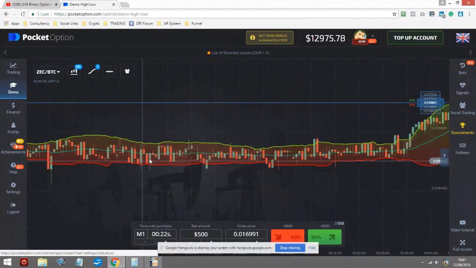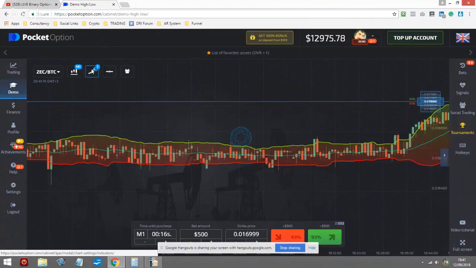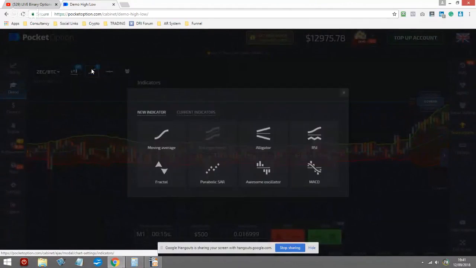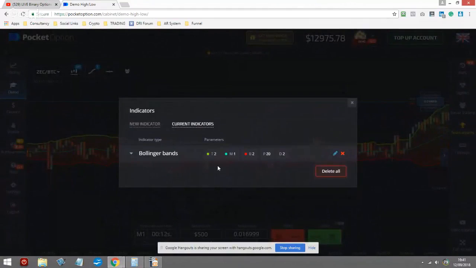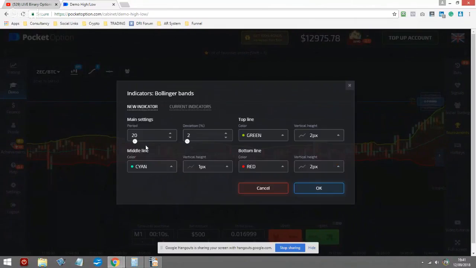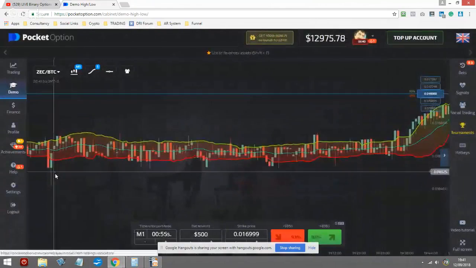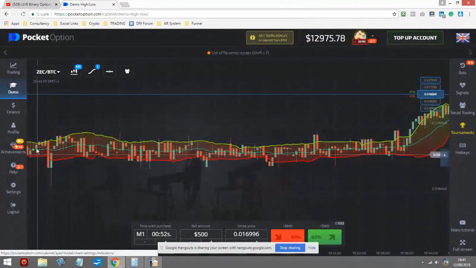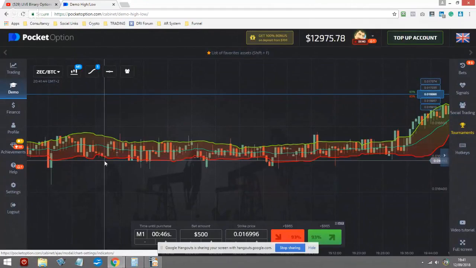I'm going to click on that box again, and we'll click the indicators, and this time we're going to go from 20 to 15, and the deviation to 1.5, and click OK. And again now you can see we've got lots of signals. There's a win, a win, a win, a win. There's a loss there, possibly. A win, another win, another win, a win.